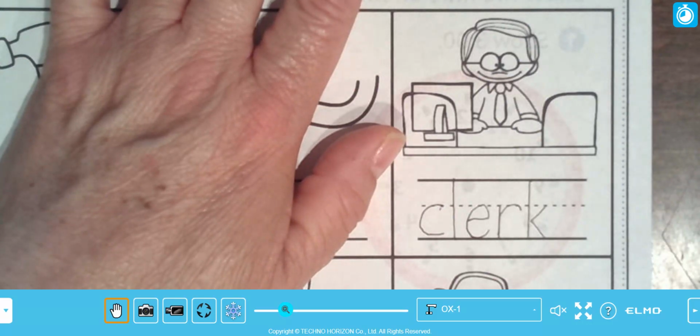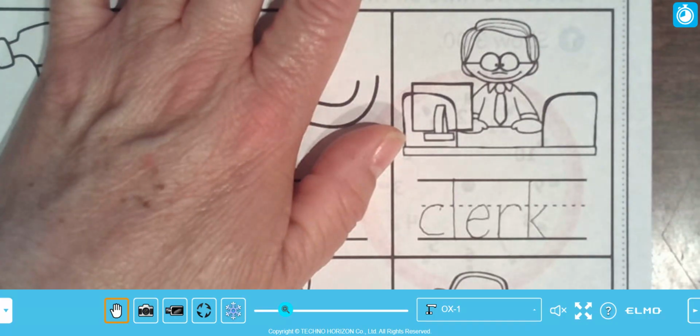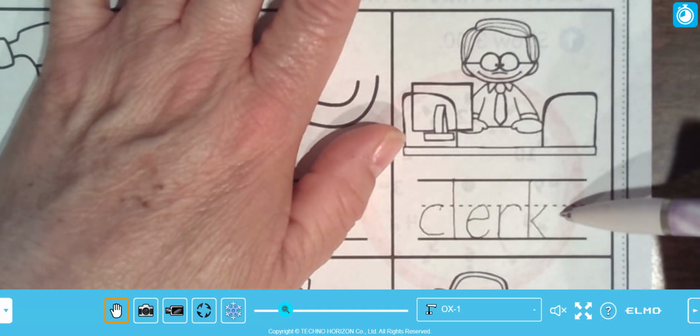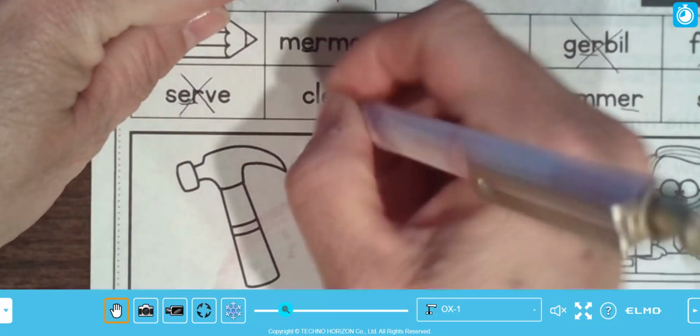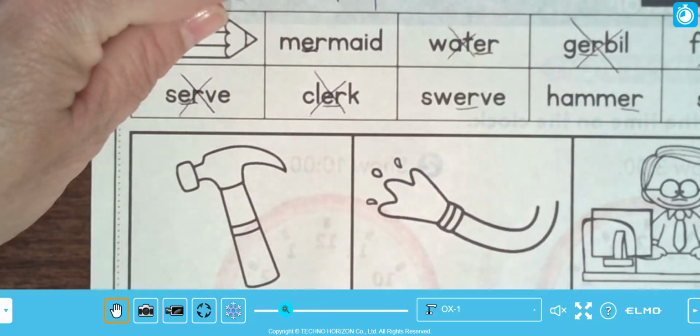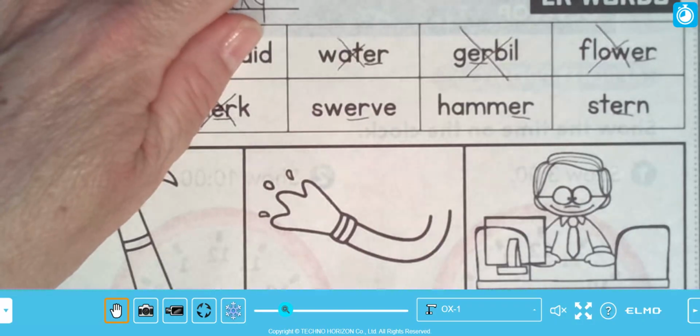So as you're writing the word clerk, I'm going to give you a sentence. The clerk was working in the office quickly. Clerk. Okay. Hopefully you finished writing the word clerk. If you didn't, pause the video. So let's go over here to our list and cross out the word clerk. And let's go to the next word.